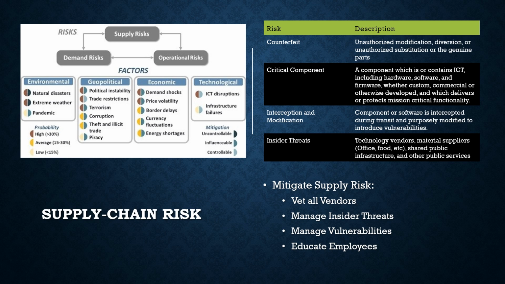Critical component is a component which is or contains ICT, including hardware, software, and firmware, whether custom, commercial, or otherwise developed, and which delivers or protects mission-critical functionality. Interception and modification. These are components or software that are intercepted during transit and purposely modified to introduce vulnerabilities to the software.